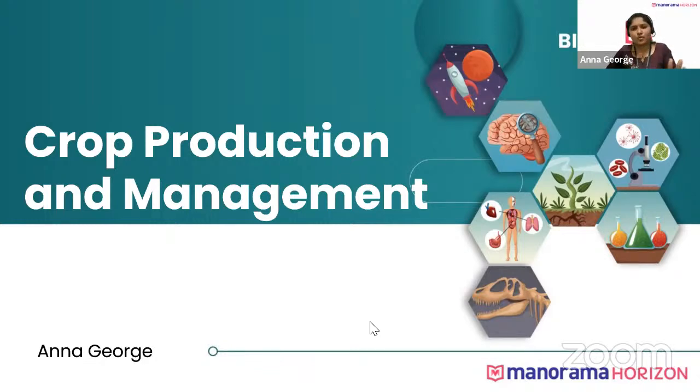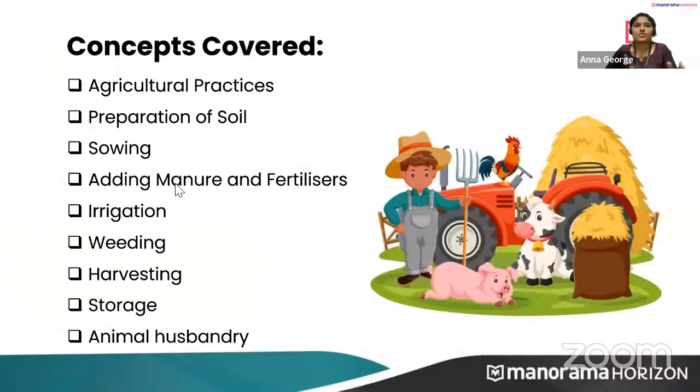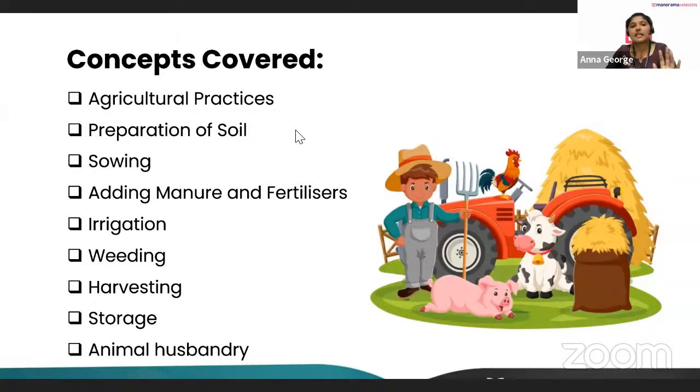Anyway, you already know what things are studied in this chapter, right? So in this class, we are going to cover these concepts: agricultural practices, then preparation of soil, sowing, adding manures and fertilizers, irrigation, weeding, harvesting, storage, animal husbandry. There are many terms here, right? I know it's very easy for you. So we will start this.